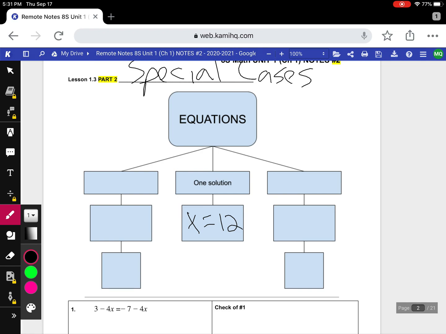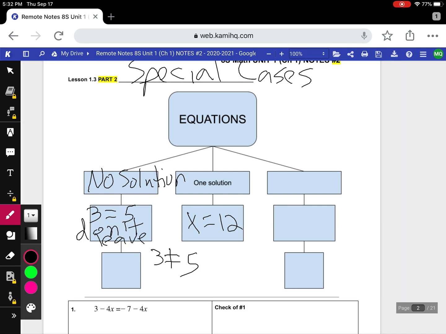We have a case that we're going to come across where we get no solution, okay? What that's going to look like is that when you're solving, you're going to end up with something that doesn't make sense. For example, 3 equals 5. Please don't ever leave that, okay? When you get something like that, don't assume it's wrong. You're just not going to leave it. You're going to actually say 3 does not equal 5. You're going to do it that way. And what that means is that there's no solution, okay?